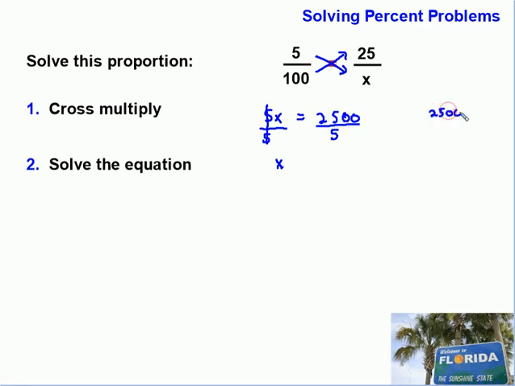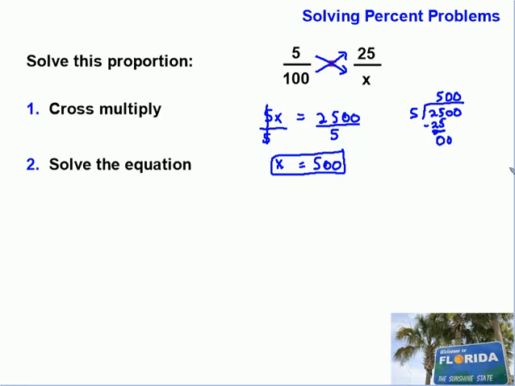2500 divided by 5. Wow, how hard is that going to be? Not hard at all. 5 goes into 25 5 times. 25 minus 25 is 0. And then 5 goes into 0 0 times, and it's going to do that again. So we get 500. X is equal to 500. Now, I want you to think about that.